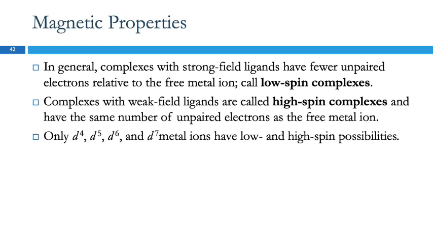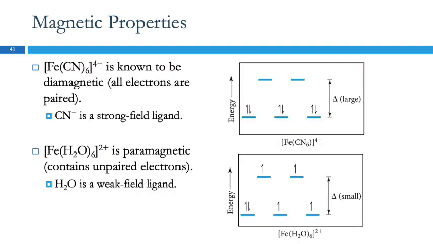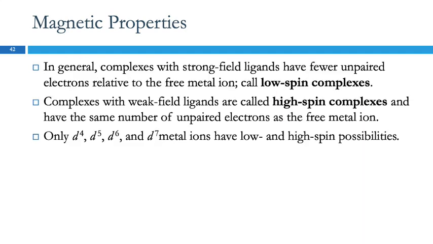So in general, complexes that have strong field ligands have fewer unpaired electrons. So when we look at this, this is a large difference. This is a strong field ligand. So we have fewer unpaired electrons. When it's a weak field ligand, and this difference is small, we have more unpaired electrons. So fewer unpaired electrons is called low spin. More unpaired electrons is called high spin.